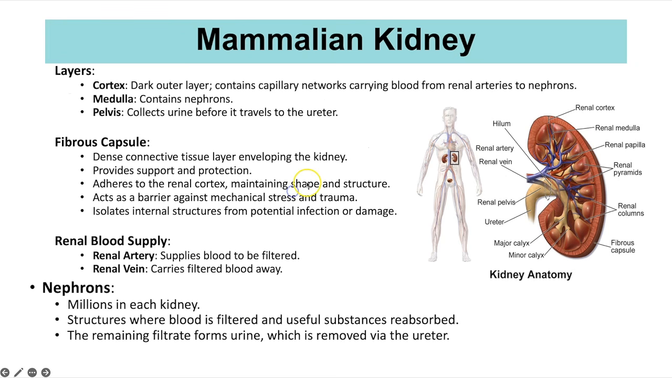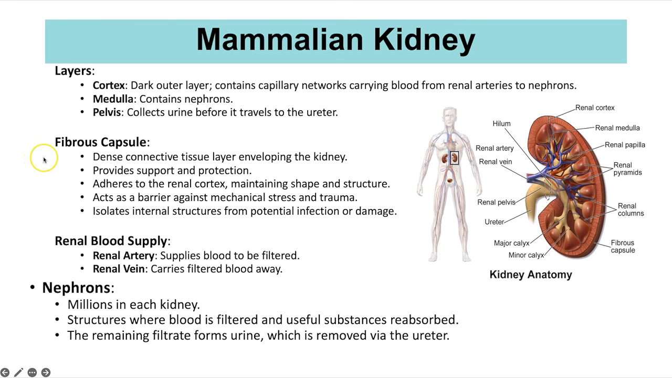So looking at these in a bit more detail then, those are the three layers that we just talked about. We've got the cortex, medulla and pelvis. The cortex is a dark outer layer, so we can see here the cortex, and that contains capillary networks carrying blood from the renal arteries to the nephrons. The medulla, which is this section here, contains the nephrons. And then lastly, we have the pelvis, which we can see here. That collects urine before it travels to the ureter.